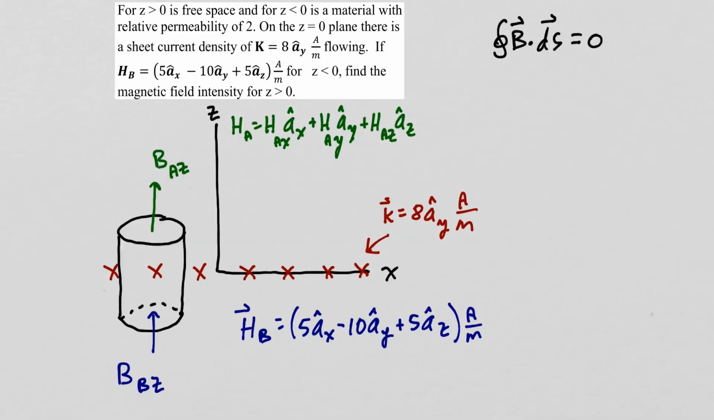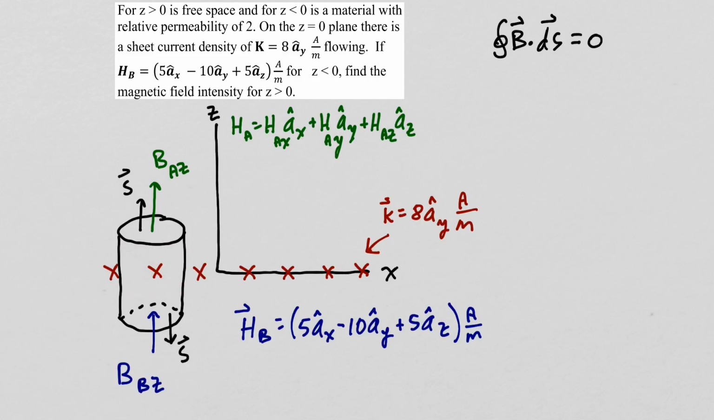We'll start by applying the integral of B dot dS equals 0 over this Gaussian surface. Now, the magnetic flux density field in the x direction and in the y direction, which is into the page, go into and out of the sides of our Gaussian surface. So the integral of B dot dS along the sides will be 0.